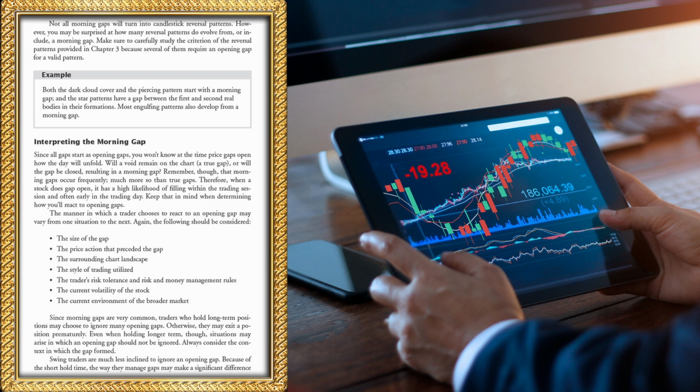The manner in which a trader chooses to react to an opening gap may vary from one situation to the next. Again, the following should be considered: the size of the gap, the price action that preceded the gap, the surrounding chart landscape, the style of trading utilized, the trader's risk tolerance and risk and money management rules, the current volatility of the stock, and the current environment of the broader market. Since morning gaps are very common, traders who hold long-term positions may choose to ignore many opening gaps. Otherwise, they may exit a position prematurely.